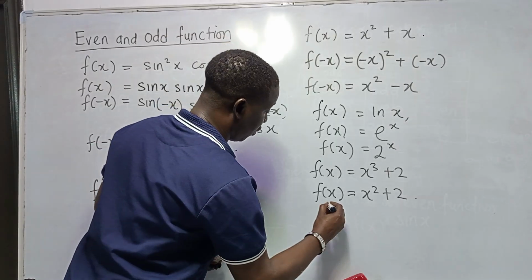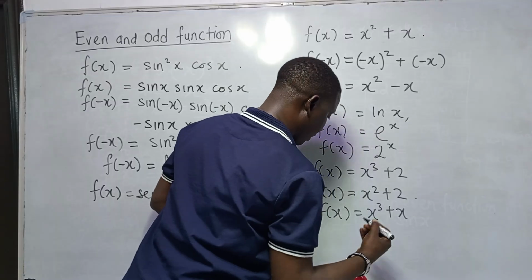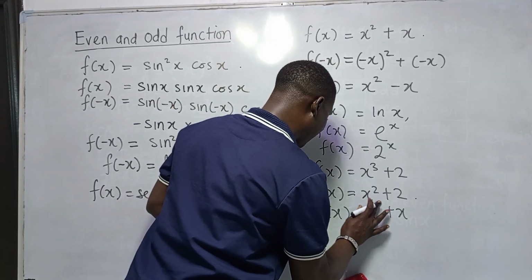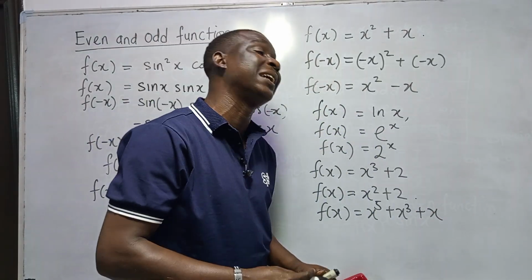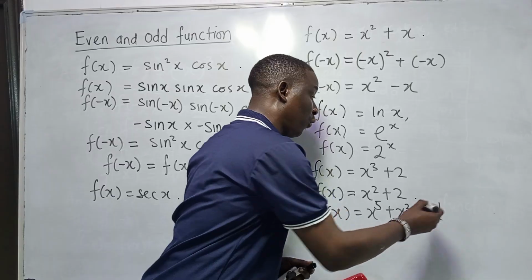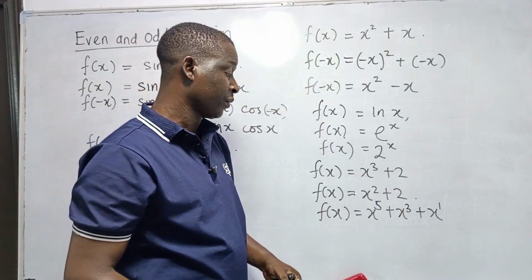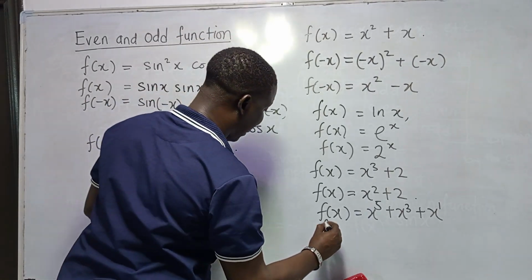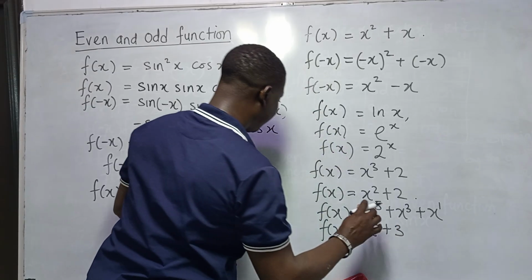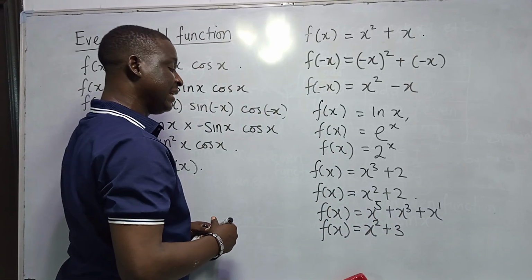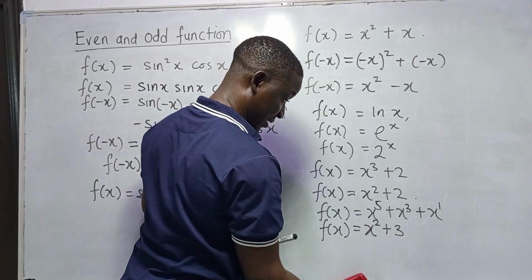Then if I give you something like f of x equal to x, or probably I give you x over 5, or x to the power 3 plus x, because a constant is not added to it and all the powers of the variable are odd, therefore this is an odd function. But if I give you something like f of x equal to x squared plus 3, this one will give me an even function, irrespective of the fact that this 3 is a constant.